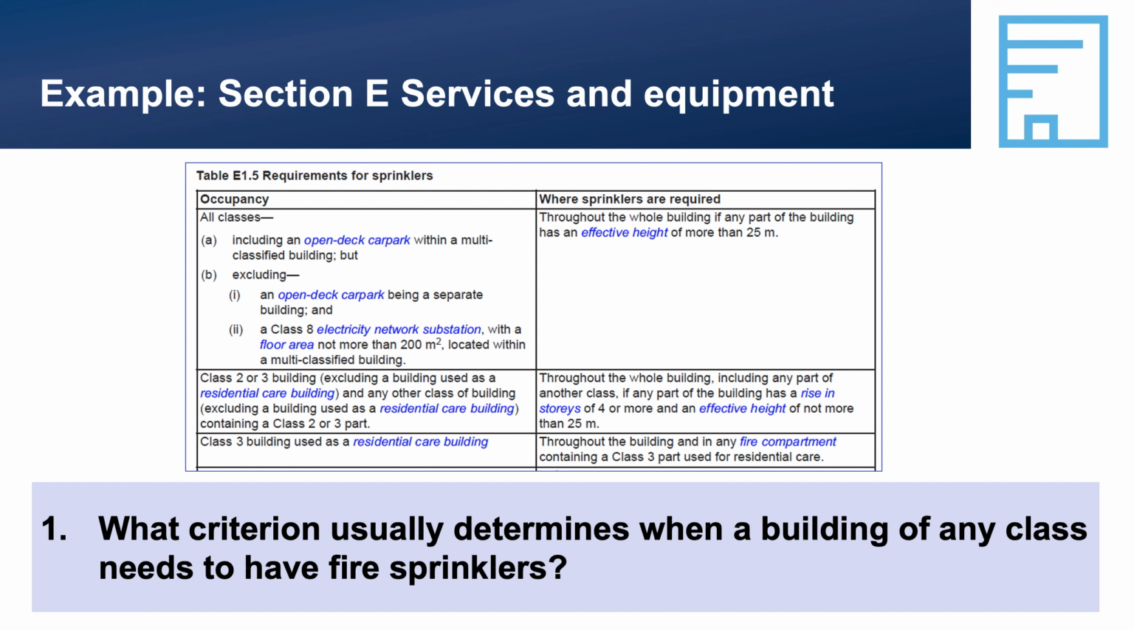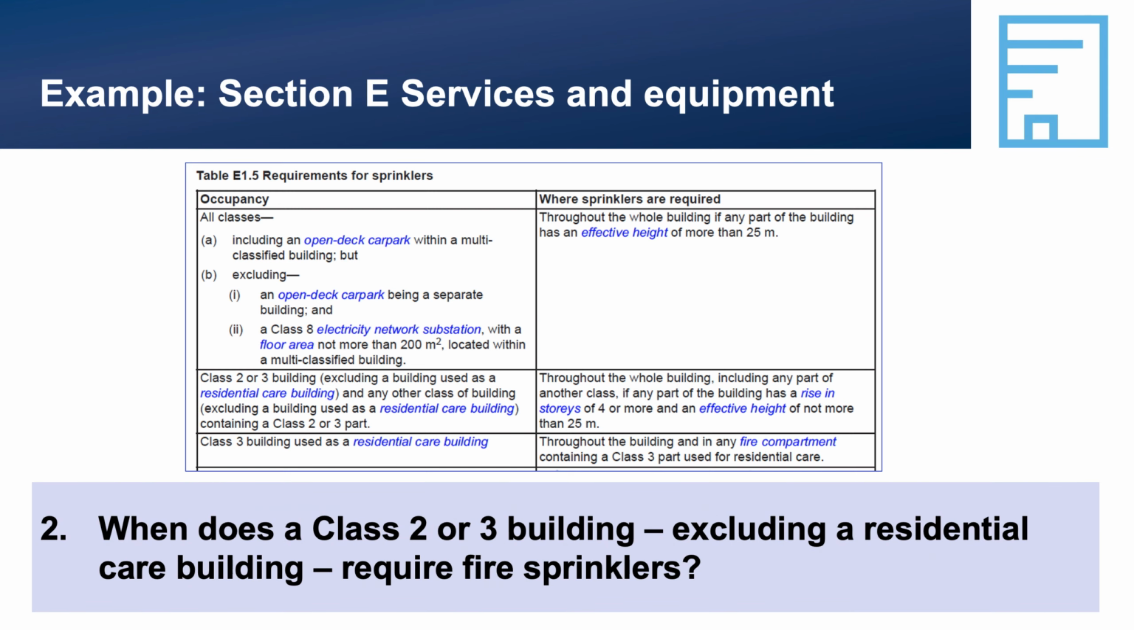One trigger for when a building is required to have fire sprinklers installed is when the building has an effective height of more than 25 metres. Effective height means that any part of the building is above this height. However, the extract shows that there are some other triggers that apply to different classes and types of buildings. Question 2. When does a Class 2 or 3 building, excluding a residential care building, require fire sprinklers?